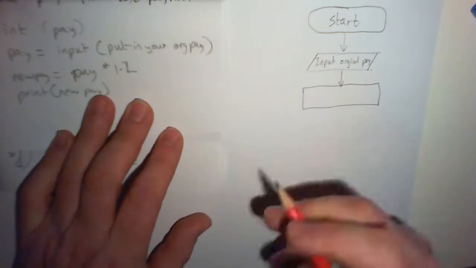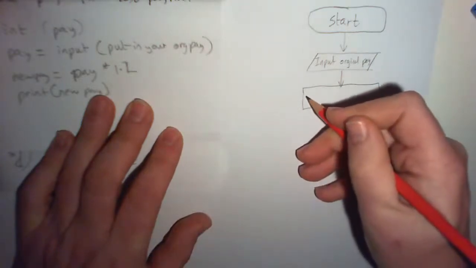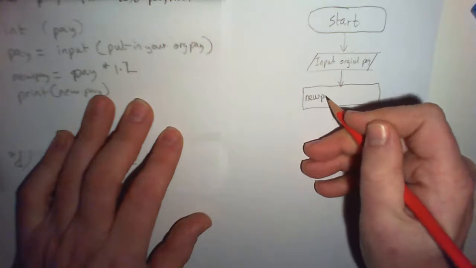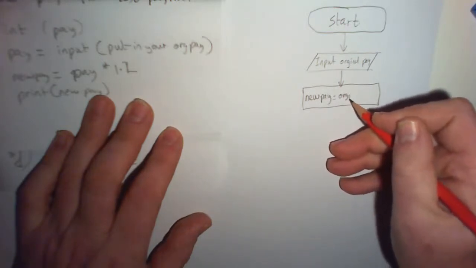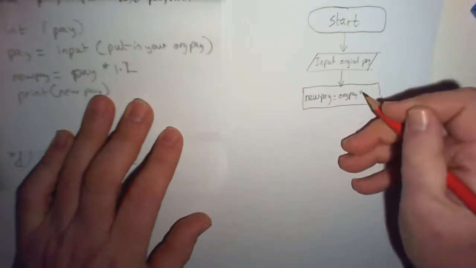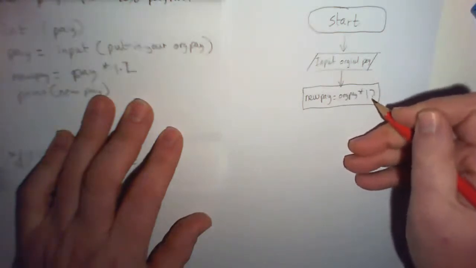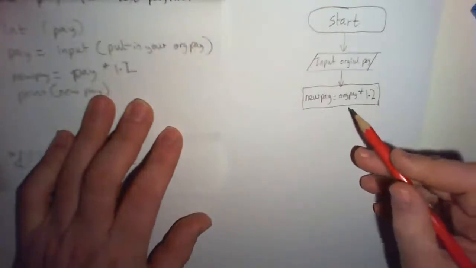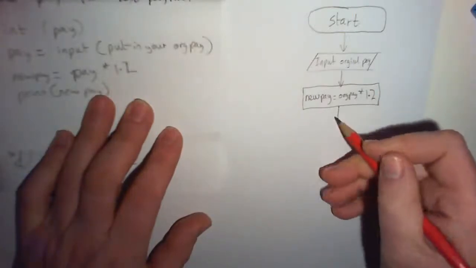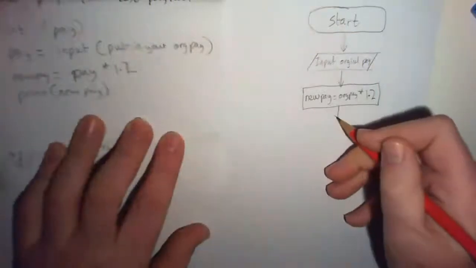Okay, so what are we going to say? We're going to say new salary or new pay is equal to original pay times 1.2. Okay, so there's my process done. Now what happens after process? Well, we need to output it, don't we? Print. So we're going to output it.